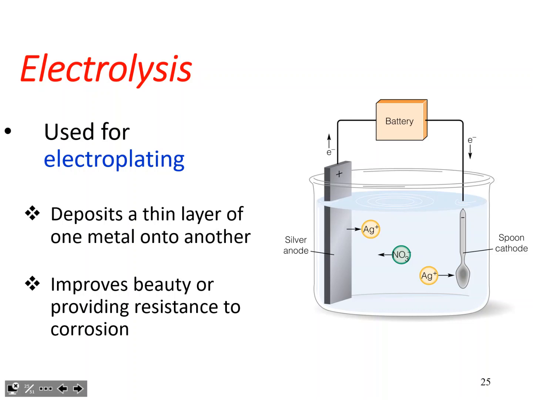There are actually two different ways of using electrolysis. In this particular diagram, as you can see, they have a silver anode, this electrode over here, and they have the solution with the silver nitrate in it. And as the electrons run, it adds the silver atoms to the spoon, so it electroplates the spoon over here. Okay, that would be an example of beautifying something.